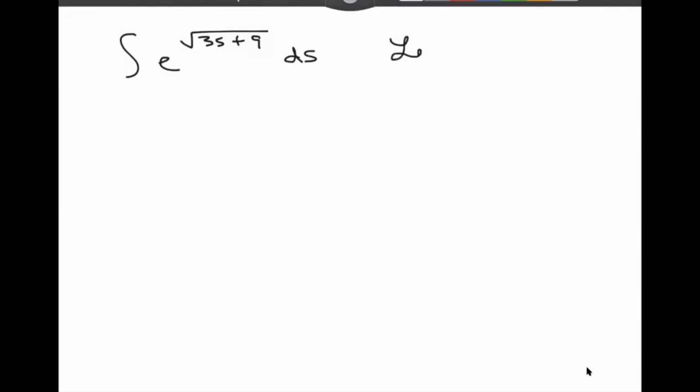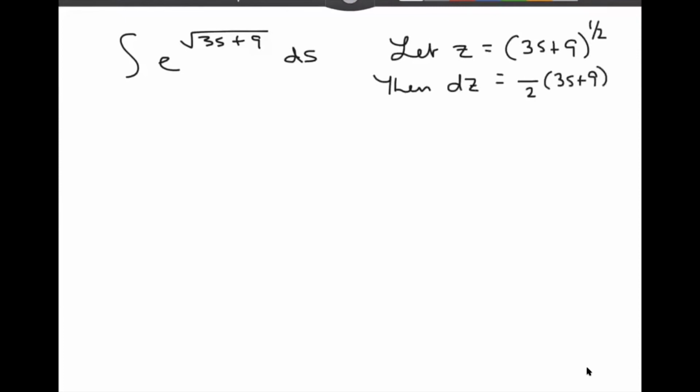I'm going to let z equal the square root of 3s plus 9, which of course is 3s plus 9 to the power 1/2, which then will make dz 1/2 times 3s plus 9 to the power negative 1/2 times the derivative of 3s plus 9. Now you see why I didn't write the 1. And don't forget your ds. Okay, well, great, Mitchell. What does that do? Well, let me show you.